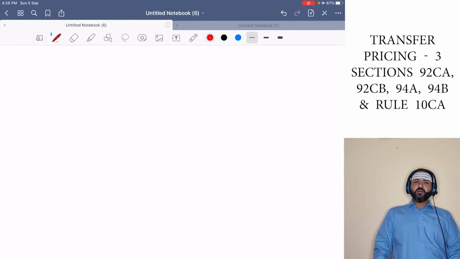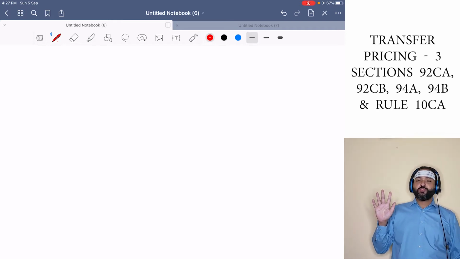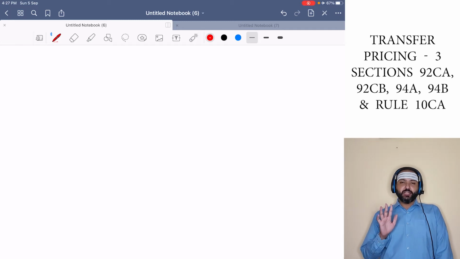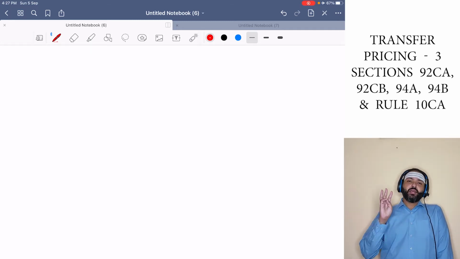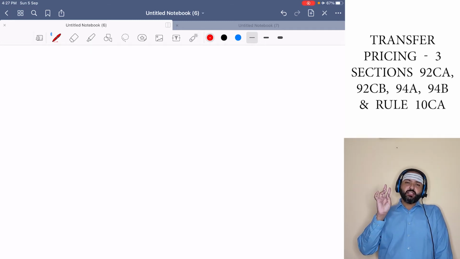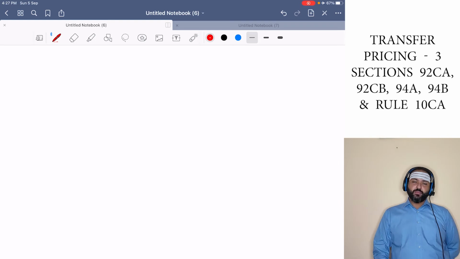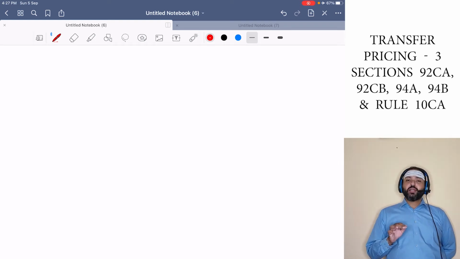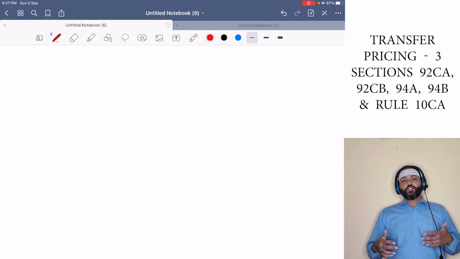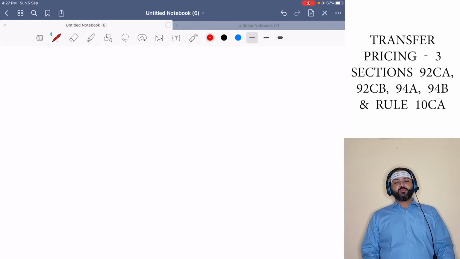Now, apart from this, we switched over to section 92C, where we understood that there are 5 methods which are prescribed for the purpose of ascertaining arm's length price. What were the methods? Comparable uncontrolled price method, resale price method, cost plus method, profit split method, and finally transactional net margin method. These methods were described in Rule 10B of income tax rules, which told us as to how to approach finding out the arm's length price.